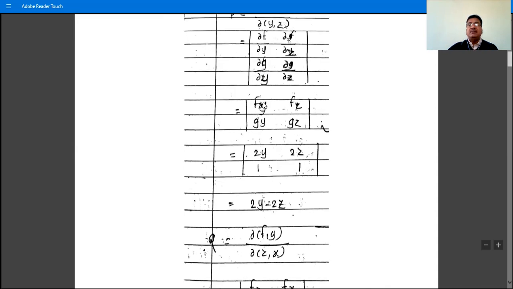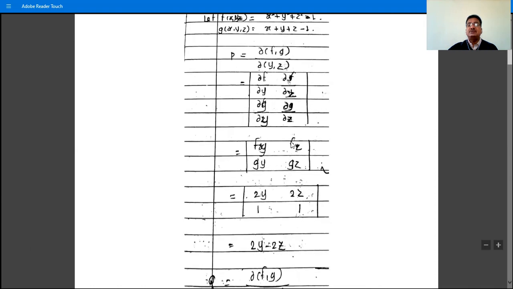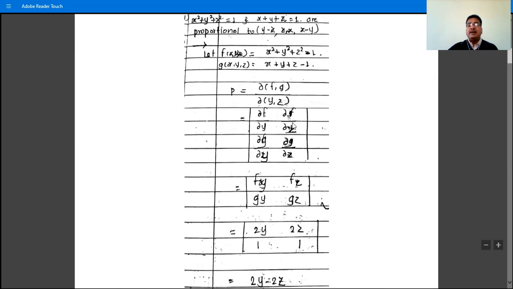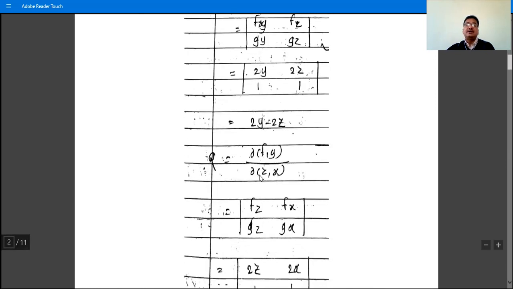That is, fy means what? ∂f/∂y means the derivative with respect to y, which is 2y. Then ∂f/∂z is 2z. ∂g/∂y means gy, the derivative is 1, and gz is again 1. The determinant is what? 2y minus 2z.